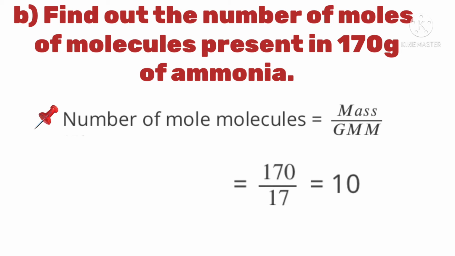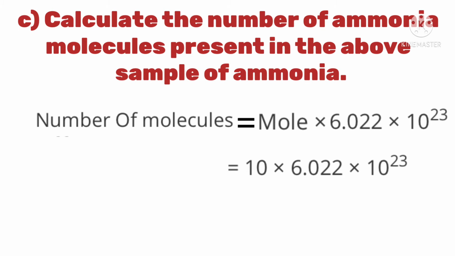B. Find out the number of moles of molecules present in 170 gram of ammonia. We know that number of mole molecules is equal to mass divided by GMM. That is equal to 170 divided by 17. So the answer is 10. C. Calculate the number of ammonia molecules present in the above sample of ammonia. We know that number of molecules is equal to mole into 6.022 into 10 raised to 23. That is equal to 10 into 6.022 into 10 raised to 23.